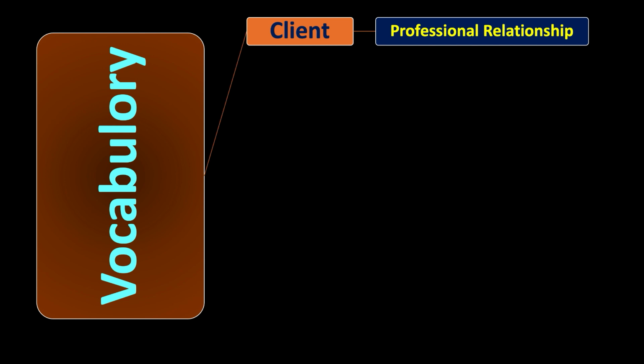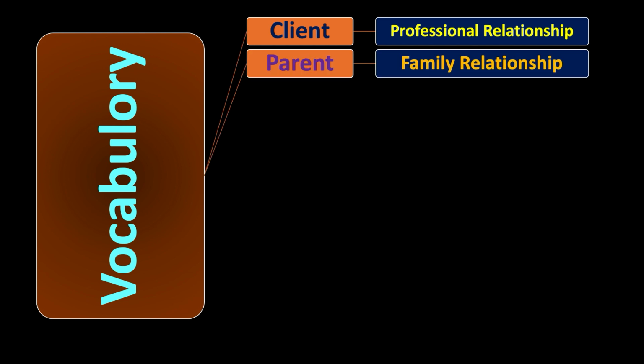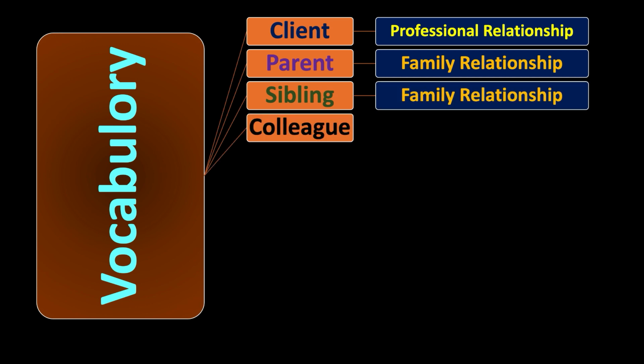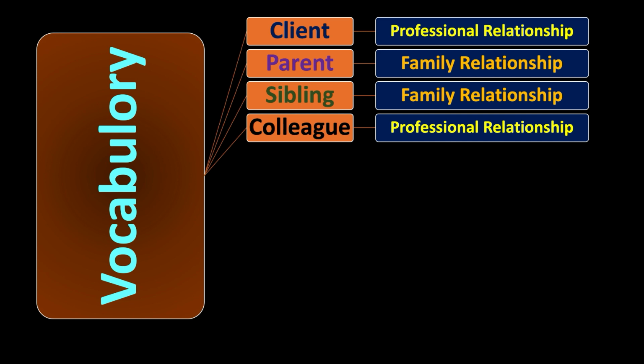Vocabulary. Client. Is it related to family or profession? What's your idea? The answer is professional relationship. Likewise, parent, and the correct answer is family relationship. Sibling, and the correct answer is family relationship. Colleague, and the correct answer is professional relationship.